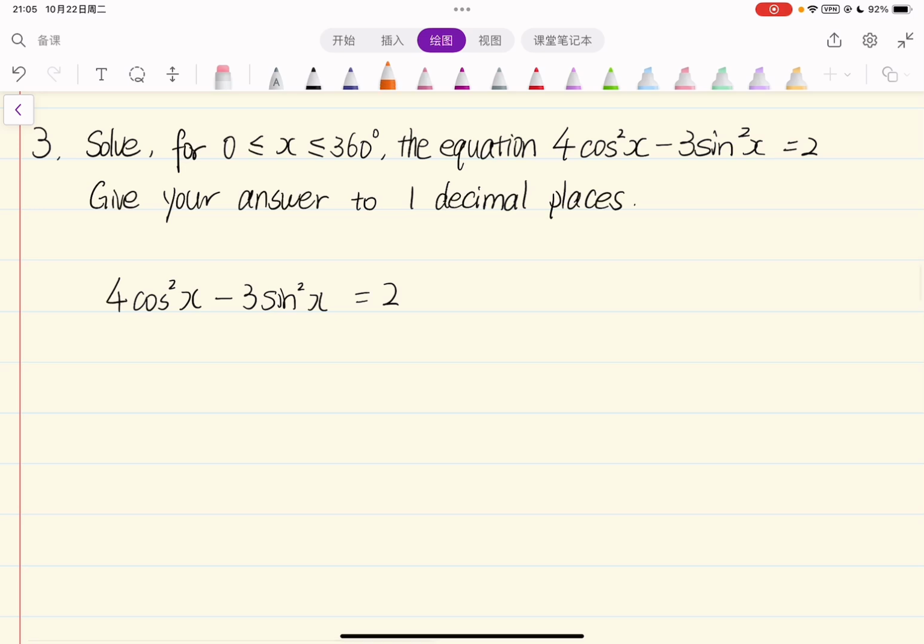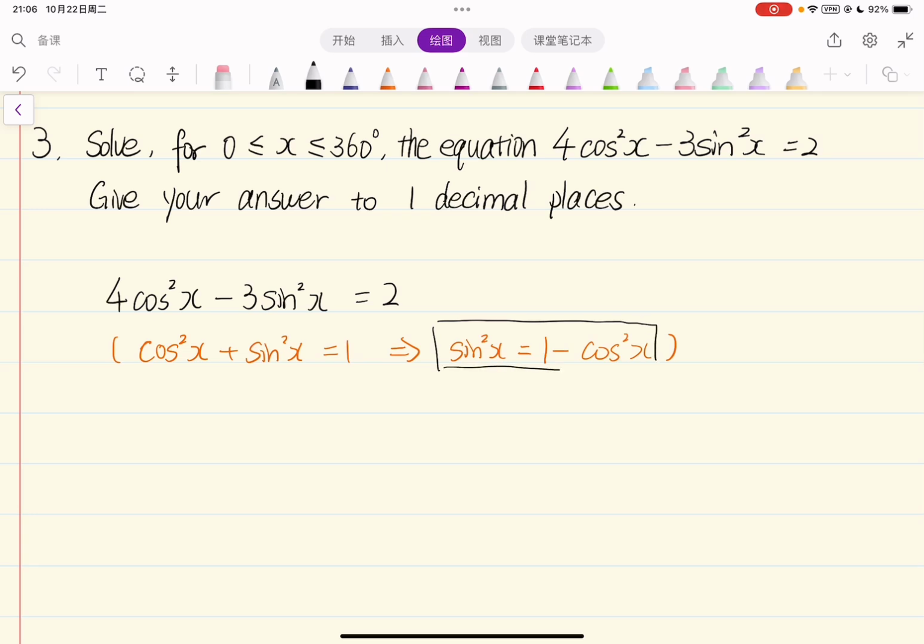In here, we can use a trigonometry identity that cosine squared x plus sine squared x equals 1. It also implies that sine squared x equals 1 minus cosine squared x. Thus, we can use this in the equation. We get 4 times cosine squared x minus 3 times 1 minus cosine squared x equals 2.